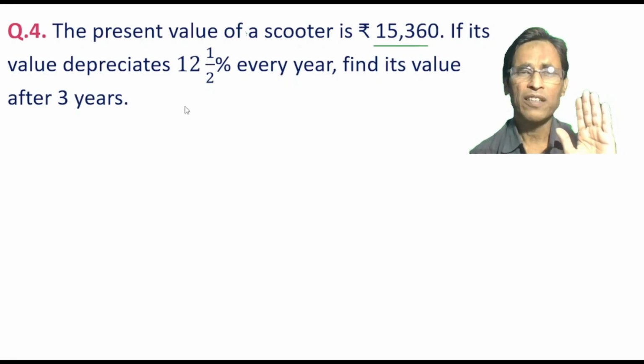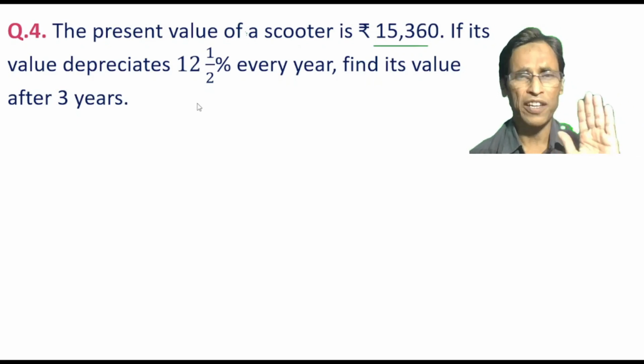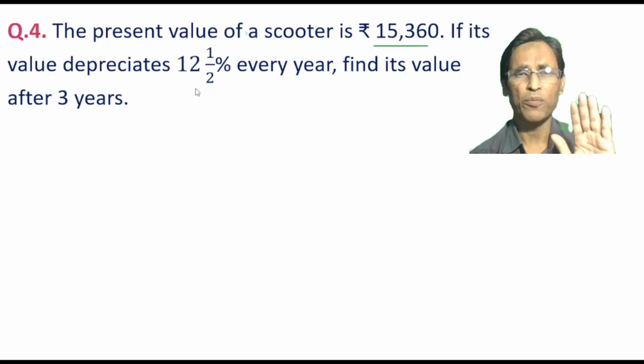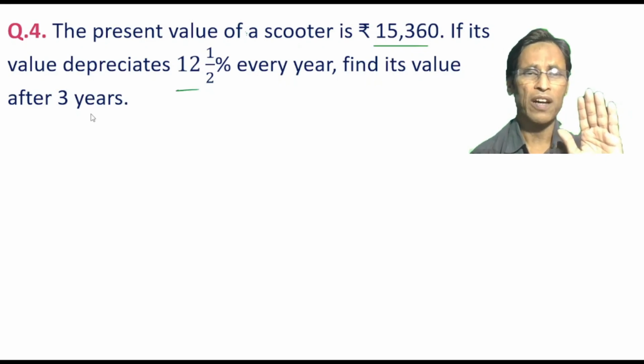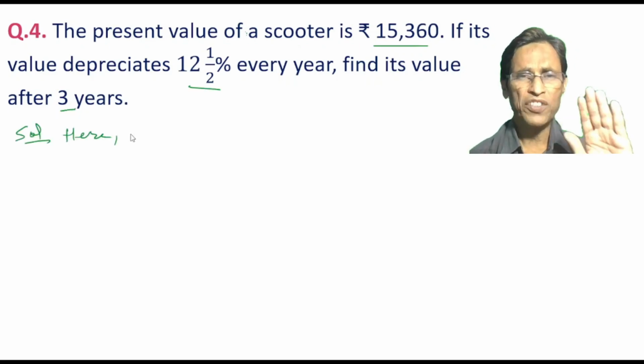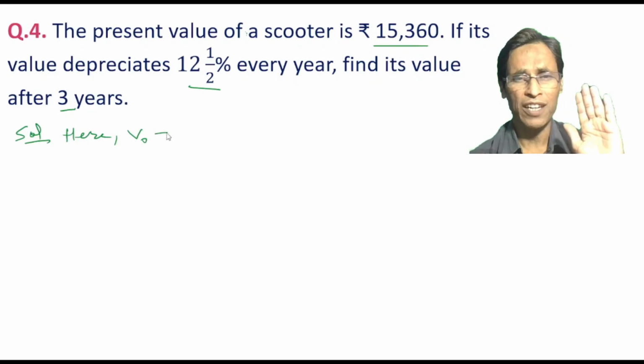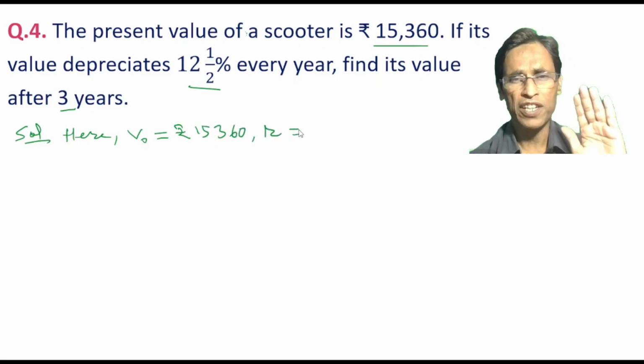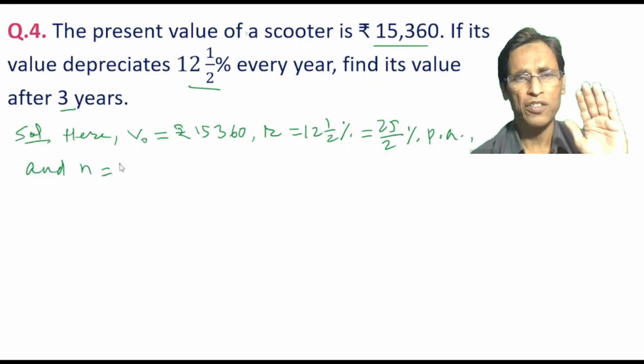We have to find the value of the scooter after 3 years. Now we collect the information and find the value of the scooter after 3 years. The present value we will represent by V0, so V0 equals rupees 15,360. Rate of interest is 12 upon 1 by 2%, that is 25 by 2% per annum, and the number of years is 3 years.